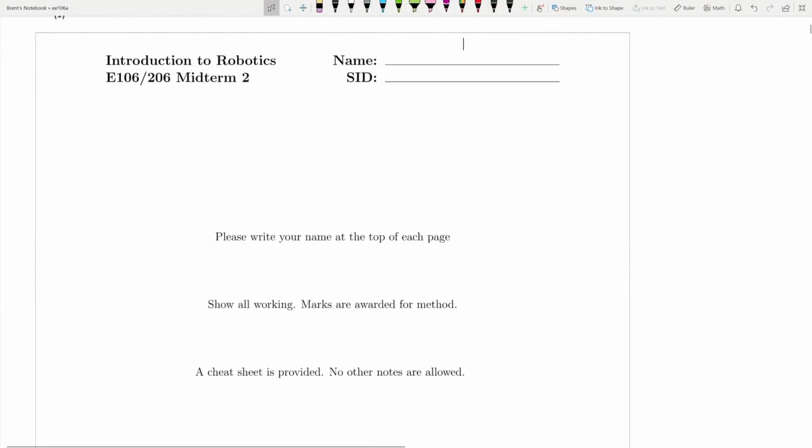As promised during my office hours last week, today I'm just going to really quickly walk through the solutions for midterm 2 from 2016. So I'll just start by putting down my name, which is Brent E, and then writing my SID, which is 26858652.